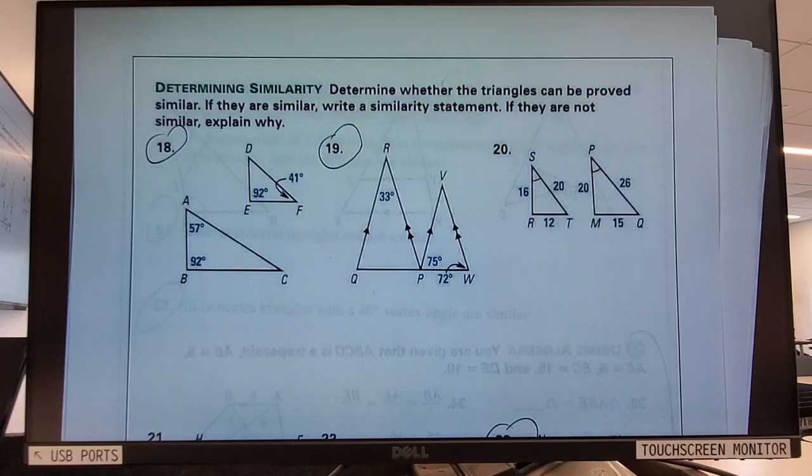So they're asking me if they can be proved similar. So in some of these cases, we might not have enough information. What do I need to show for two triangles to be similar? And this one, actually looking at it, they've given me too much information. I don't need to know those are parallel, it's kind of dumb.